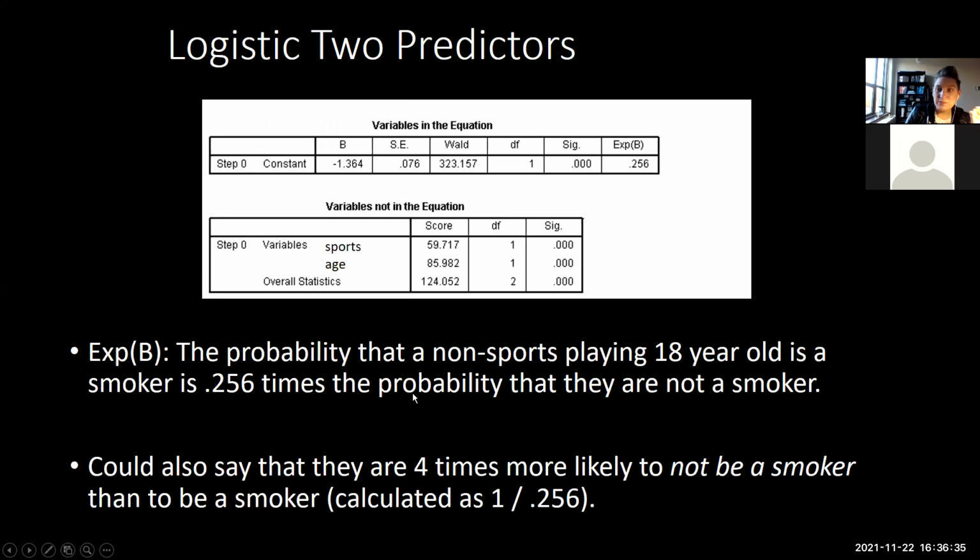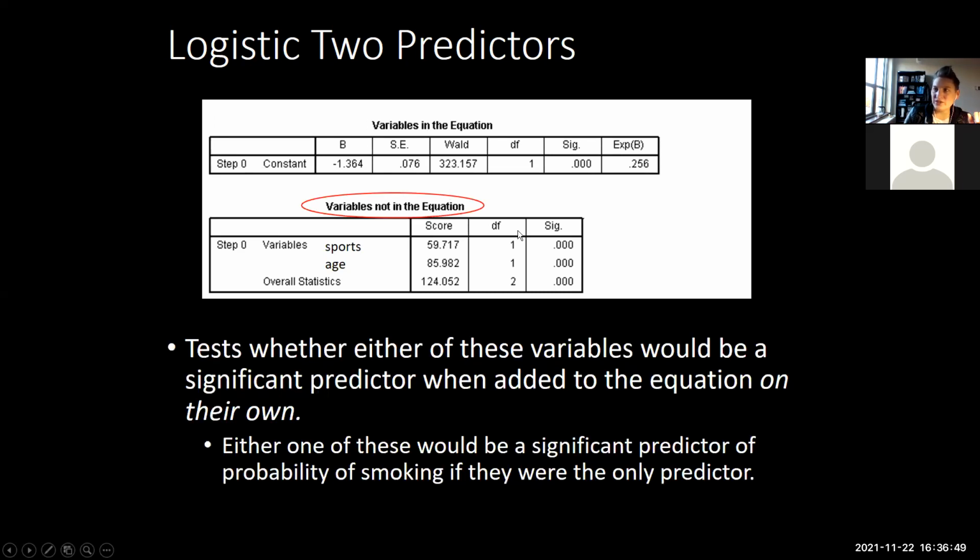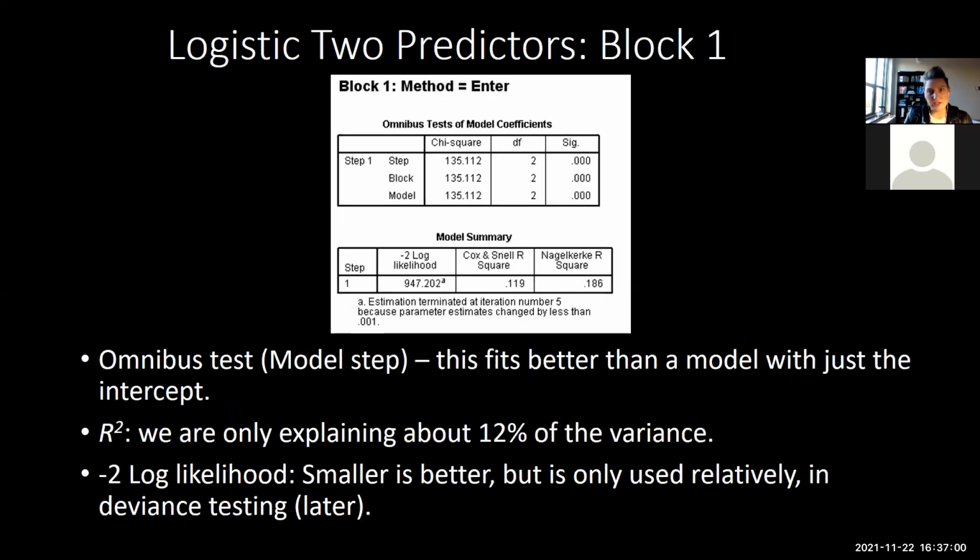Now, once I'm in block 1, what we can look at here, oh, I'm still in block 0. Never mind. I thought I was in block 1. We're just going to skip right to block 1 because block 0 only tells you what's not in the equation. And all of the rest of this is identical to what it was before. So now once we get to block 1 is where the results are going to be more interesting.